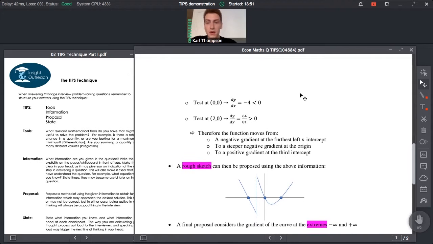Now, a final proposal to amend and improve what you've done already, you could consider the extremes. So what happens when we're all the way over on the left-hand side at minus infinity, and what happens when we get to positive infinity? How do we explain that? And what happens to the gradient at those points?